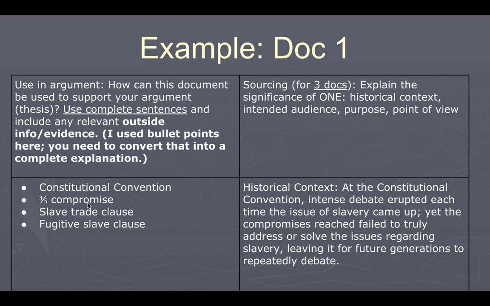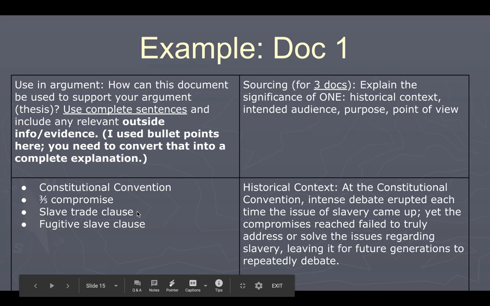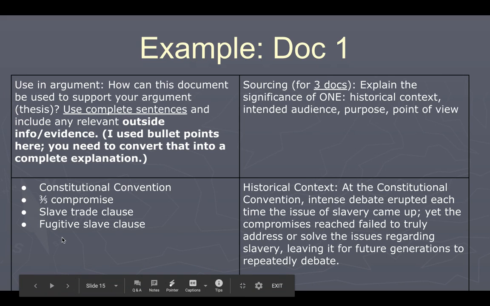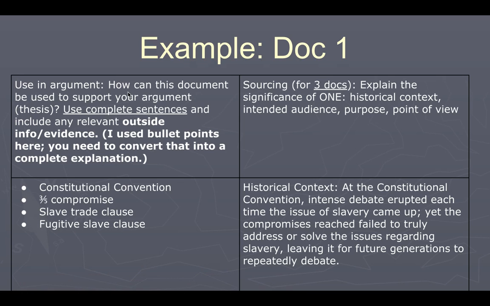seen in the fact that it was used to consider representation, the fact that the federal government was establishing when and how the slave trade would end, and ultimately allowed for the Fugitive Slave Act to exist from our very beginning as a country. So all of those things are very important to my argument, which again was pointing out the fact that the sectional debates have existed since our Constitution was written.